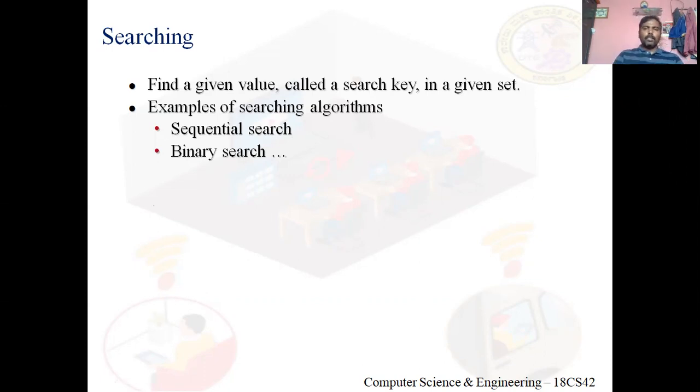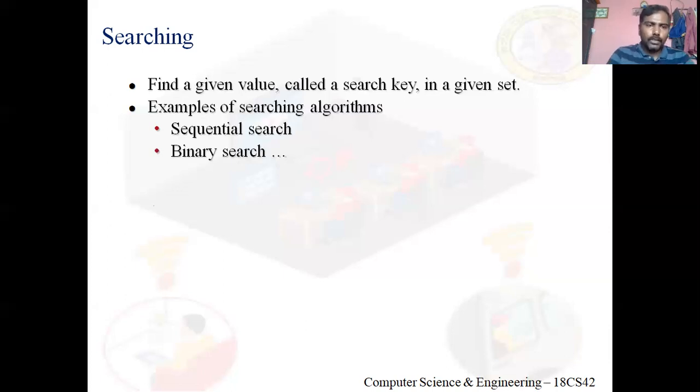I mean you'll be given a sequence of might be numbers, alphabets, or strings. Apart from that sequence, you'll be given an element which I call a key. The objective here is that I need to check whether this key exists in this sequence or not. If the key exists, I need to say successful search. If the key doesn't exist, I need to conclude unsuccessful search.